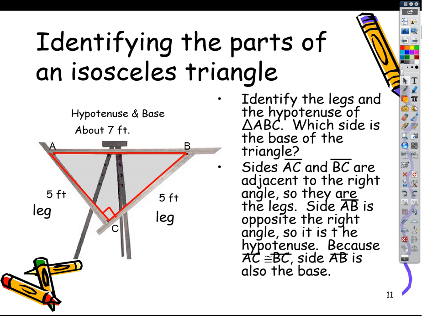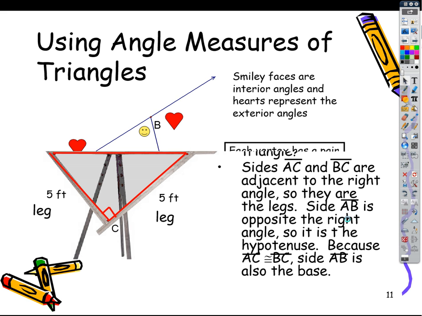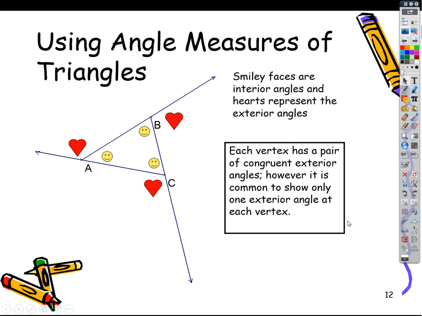Okay, identify the parts here. This kind of gives it to us, doesn't it? The two congruent sides would be the legs, wouldn't they? And then the other one we would call the base, right? If we're talking about it as an isosceles, that's the base. If we're going to talk about it as a right triangle, we'd call that the hypotenuse. It's both in this case, okay?